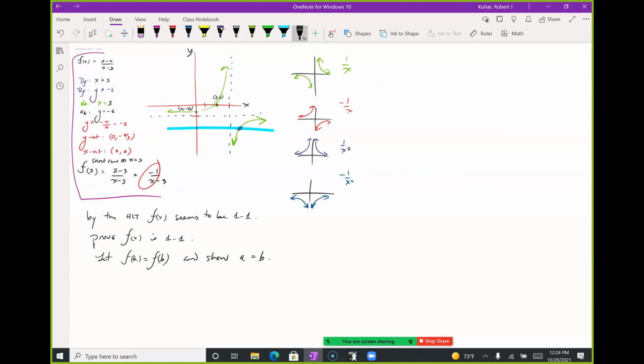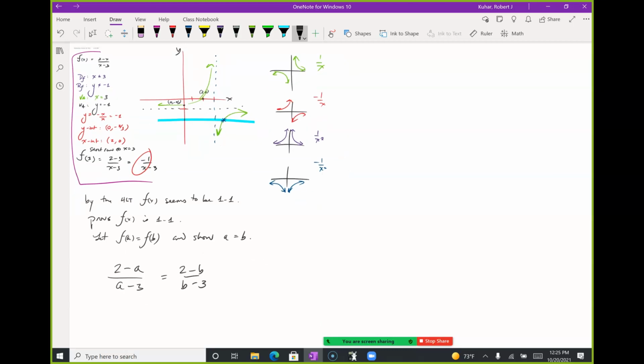So here we go. 2 minus a over a minus 3 should equal 2 minus b over b minus 3. Is everybody with me? Anybody need time? Am I going too fast? I don't like fractions that much, so I'm going to cross multiply. I get 2 minus a times b minus 3 equals 2 minus b, that quantity, times a minus 3.